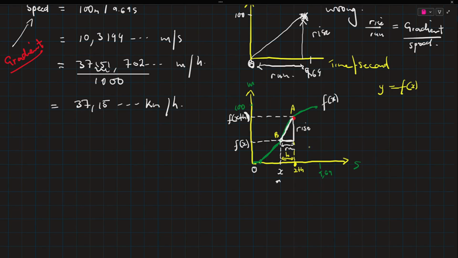Actually, now we cannot call it the gradient. Actually, it's the gradient, but they use another term. They call it the quotient, the difference quotient.